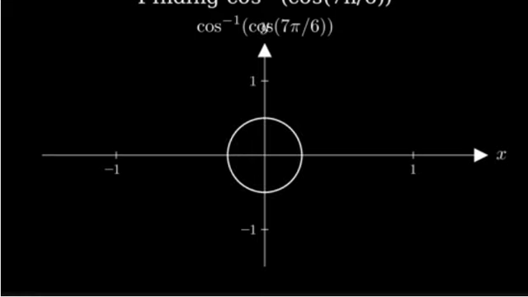Now, let's mark 7 pi over 6 on our unit circle. 7 pi over 6 is equal to pi plus pi over 6, which means it's in the second quadrant. At this angle, cosine is negative square root of 3 over 2.